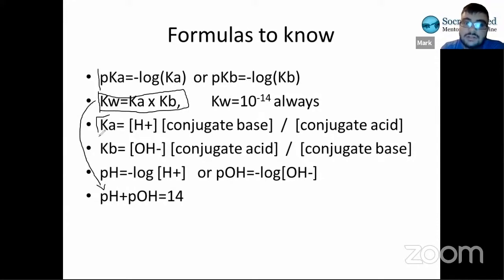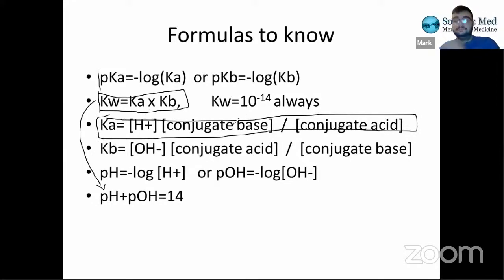Next, you can also relate Ka to the concentration of H plus, or Kb to the concentration of OH minus. And it's just simply like this: concentration of H plus times conjugate base over conjugate acid. Usually they'll give you a Ka, they'll give you the concentration of base and acid, and they'll ask you to find this. So this is usually what you'll be solving for using this equation. Simply just memorize it.